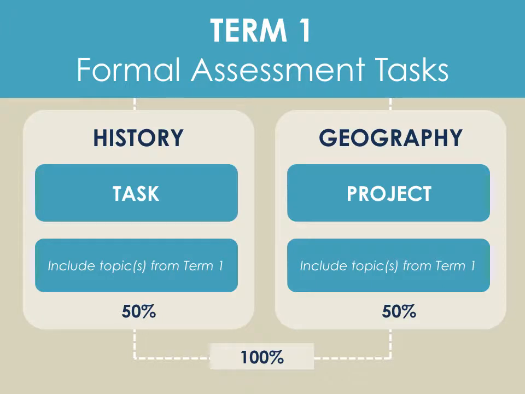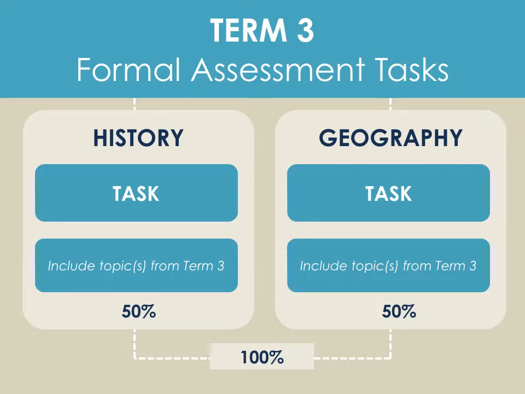If we look at Term 1, and this is particularly in Grade 7 now, you have to do a history task, which includes topics from Term 1, and a geography project, which also includes topics from Term 1. Those two count equally to the 100% CAS mark in Term 1. In Term 2, Grade 7, history has either a task or a test, and the same with geography, either task or test. And both of these come from the Term 2 topics. Once again, balanced evenly between history and geography.